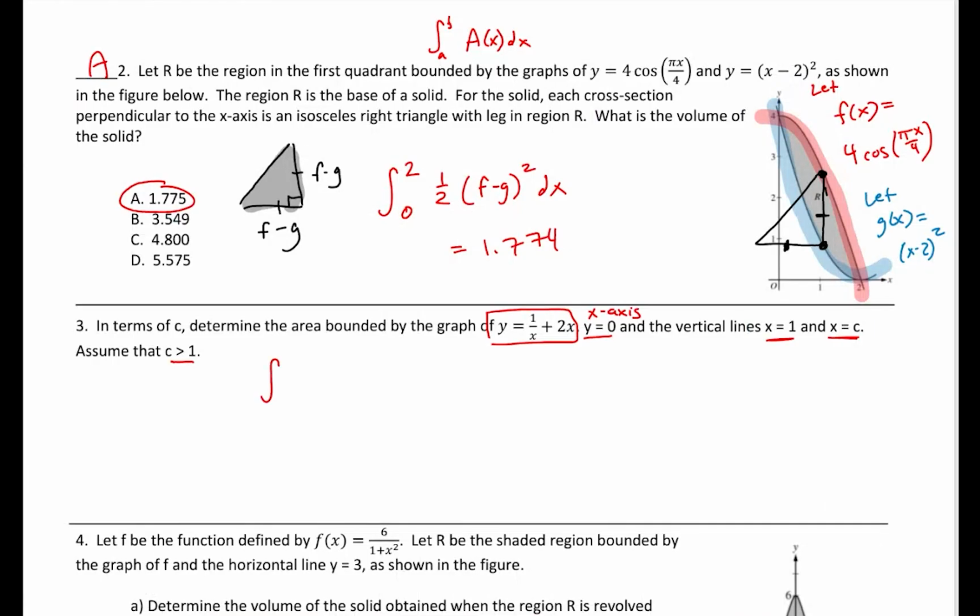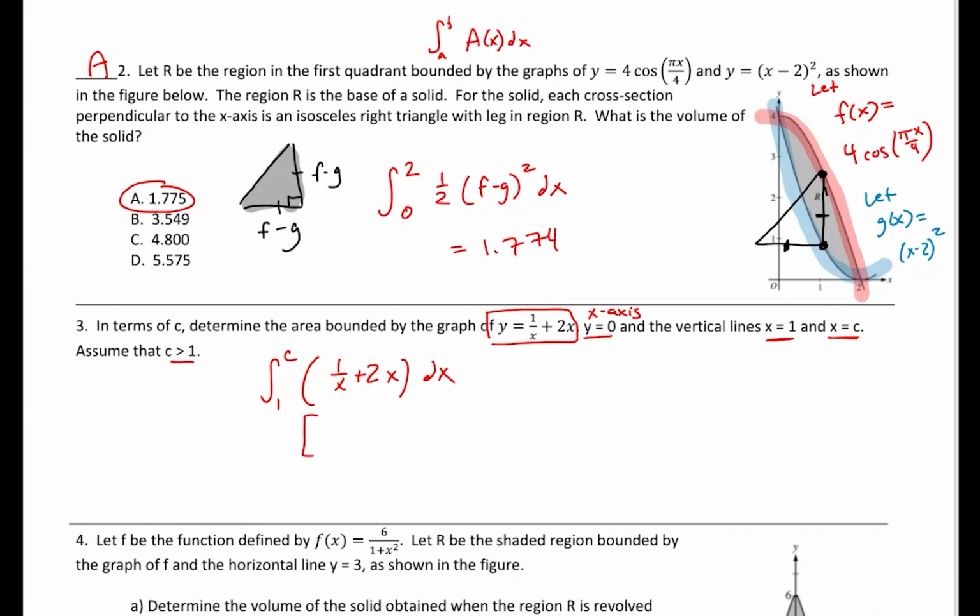So we've got the integral from 1 to c of 1 over x plus 2x dx. And we're trying to write this in terms of c, so we're not really going to use a calculator here. We need to find the integral of that expression. So we're going to have to find the antiderivatives of what's inside the parentheses, and then evaluate that from 1 to c. We're going to use the fundamental theorem of calculus here.